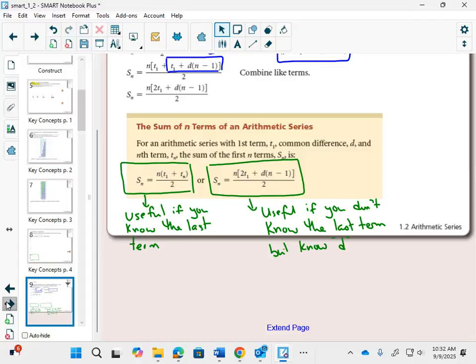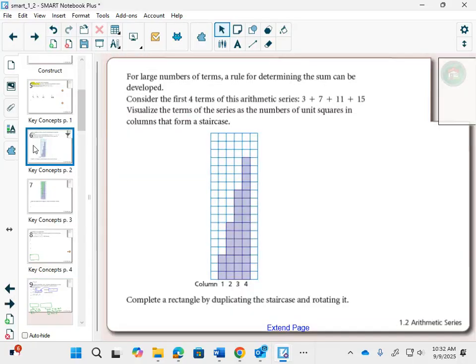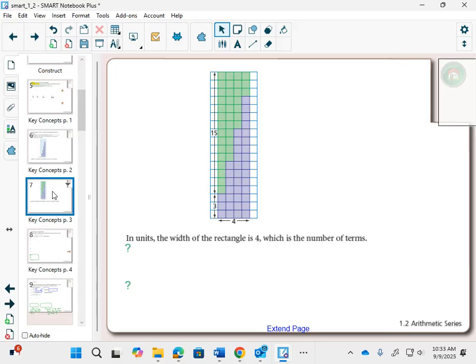Now I'll show you those slides that I skipped there. Another way of seeing this whole thing is using an idea of area. So if I was adding 3 plus 7 plus 11 plus 15, I could show 3 as 3 squares, and then 7 as 7 squares, and so on, 11 and 15. And if I took this same shape and I duplicated it and put it on top of the other shape, it makes a rectangle perfectly.